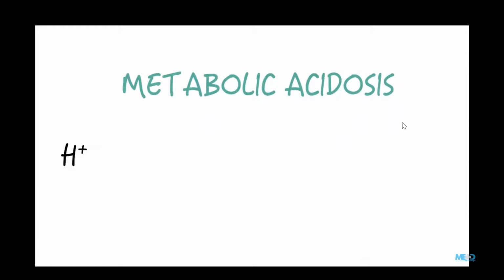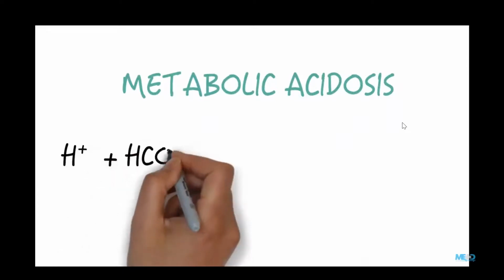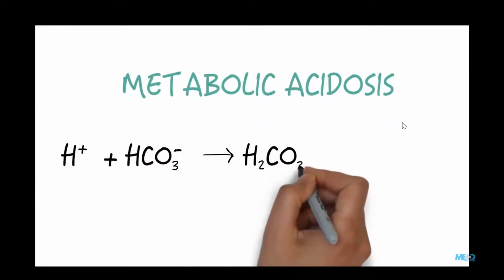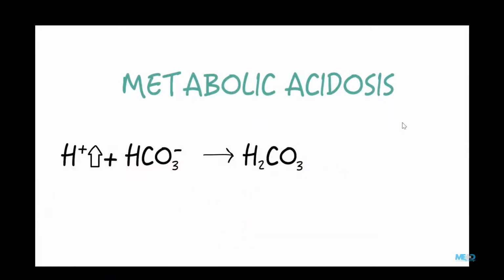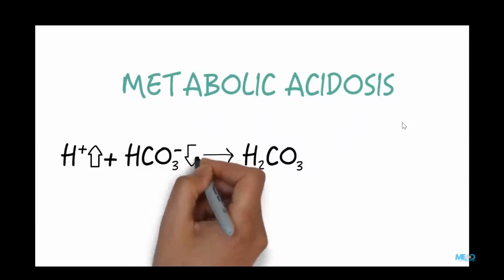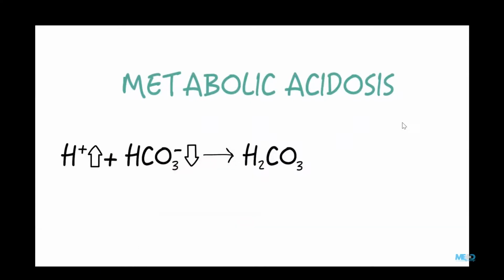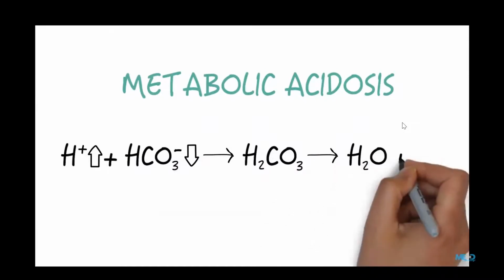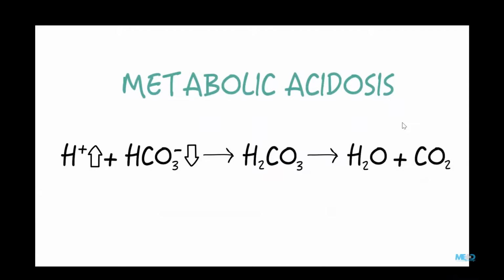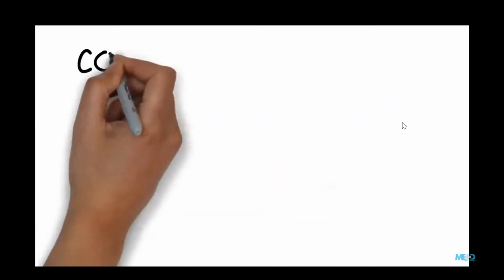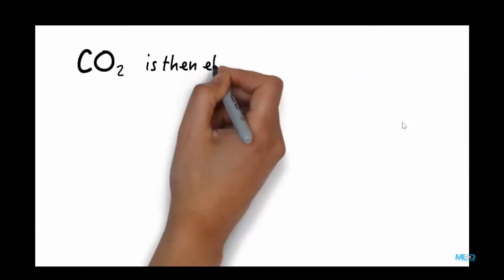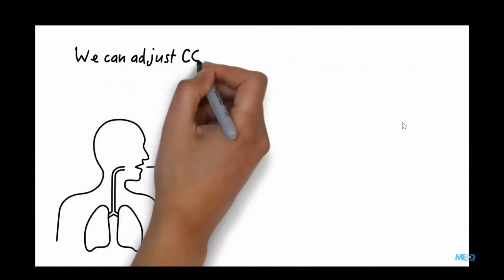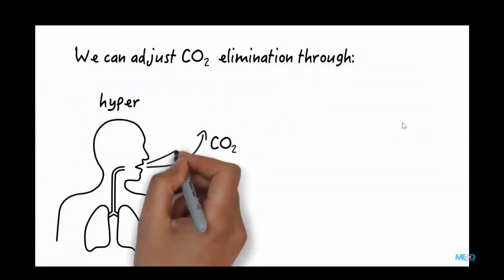What happens to these hydrogen ions? They combine with bicarbonate in order to form carbonic acid. So as hydrogen ions increase, bicarbonate decreases. And what happens to carbonic acid? Well, that dissociates into water and carbon dioxide. And what happens to carbon dioxide? Well, carbon dioxide, as you might already know, is then eliminated and exhaled through the lungs. We can adjust carbon dioxide elimination through hyper and hypoventilation.